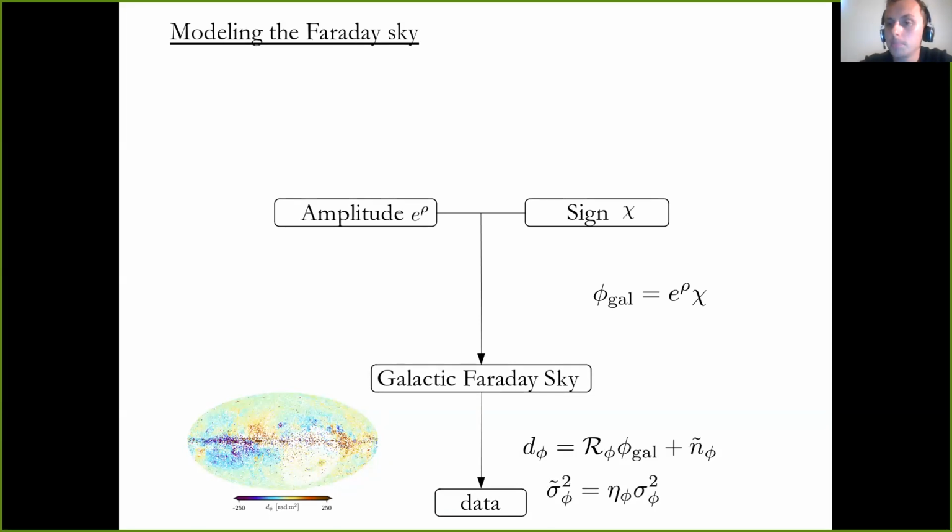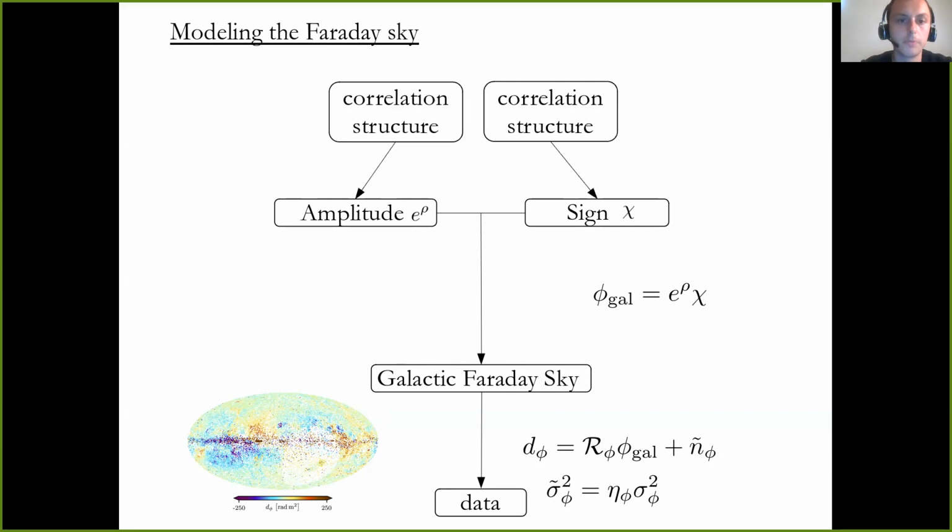And the other component is the sign field, which is again a Gaussian random field. And this, as the name says, is supposed to take care of the sign of the galactic Faraday sky, but it can also represent some structure if the structure is correlated with the sign of the Faraday sky. Both of these random fields have an unknown correlation structure, and this is learned jointly as well in our inference algorithm.